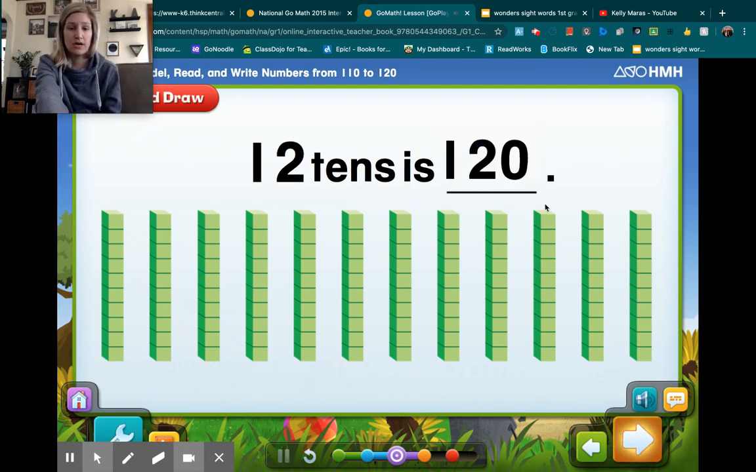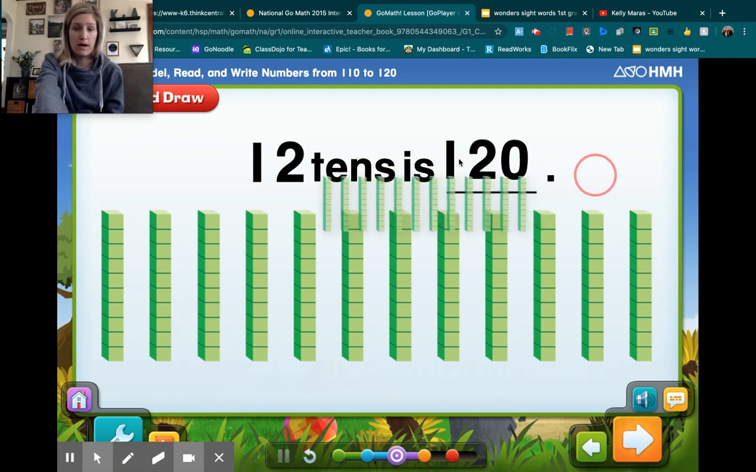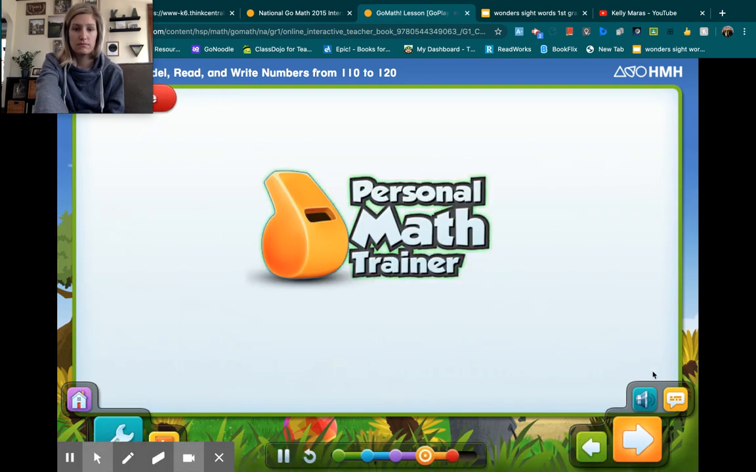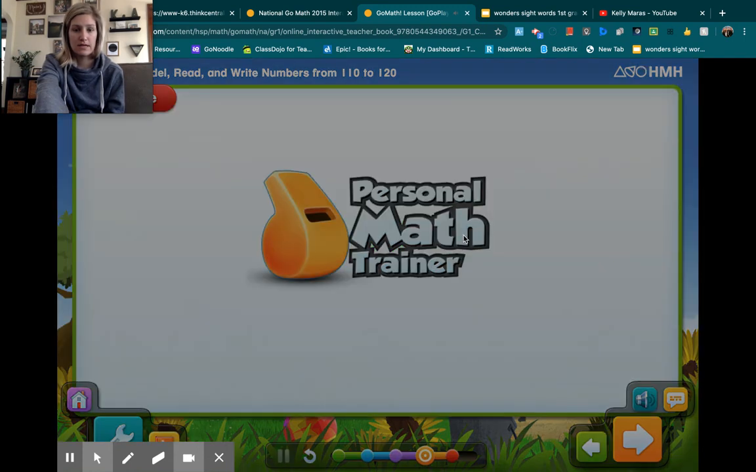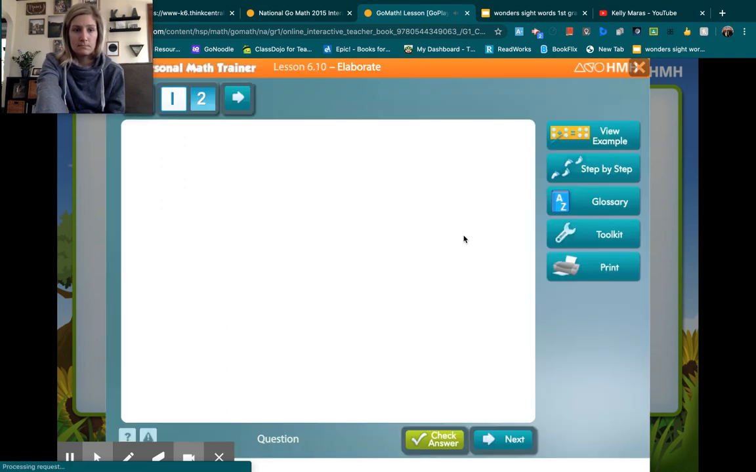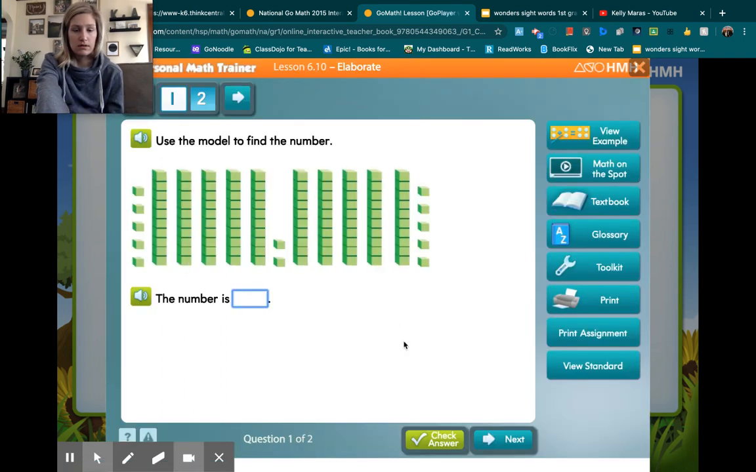We can use the same trick I just showed you. So, in this 3-digit number, there are 12 tens and 0 ones. Now let's practice with the personal math trainer. Okay, so let's see what they've got for us here. All right, they say use the model to find the number. So I want us to count the tens blocks first, and then we'll count the ones, okay?